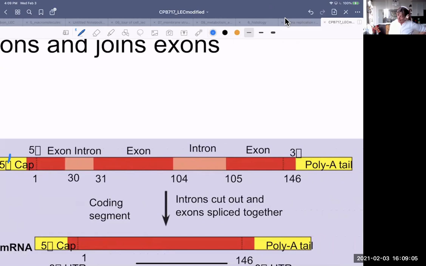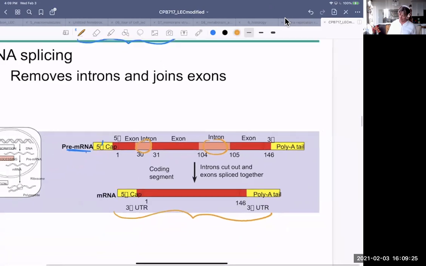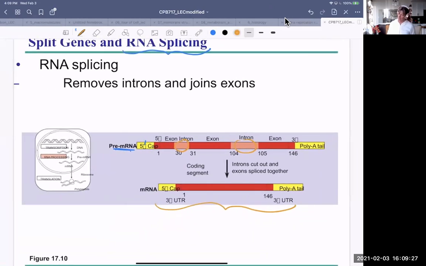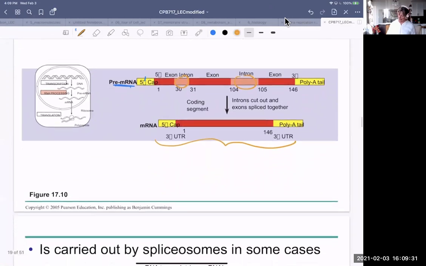So exons will remain, but introns are often spliced out. And when they're spliced out, all that you have left are the exons. So that's just the names of those particular sequences. So that's called RNA splicing or alternative splicing.